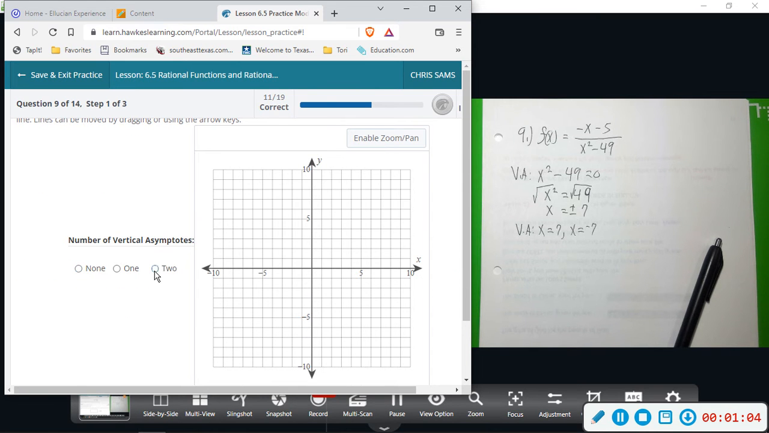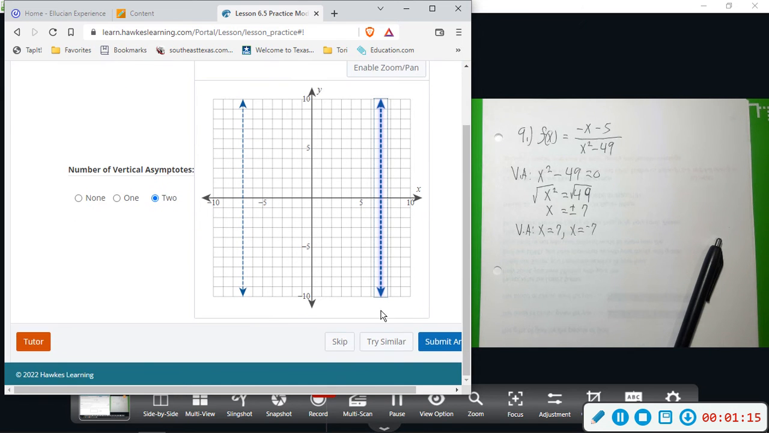So we're going to tell it 2, and then we're going to go over here to negative 7, and then over here to positive 7, and then submit.